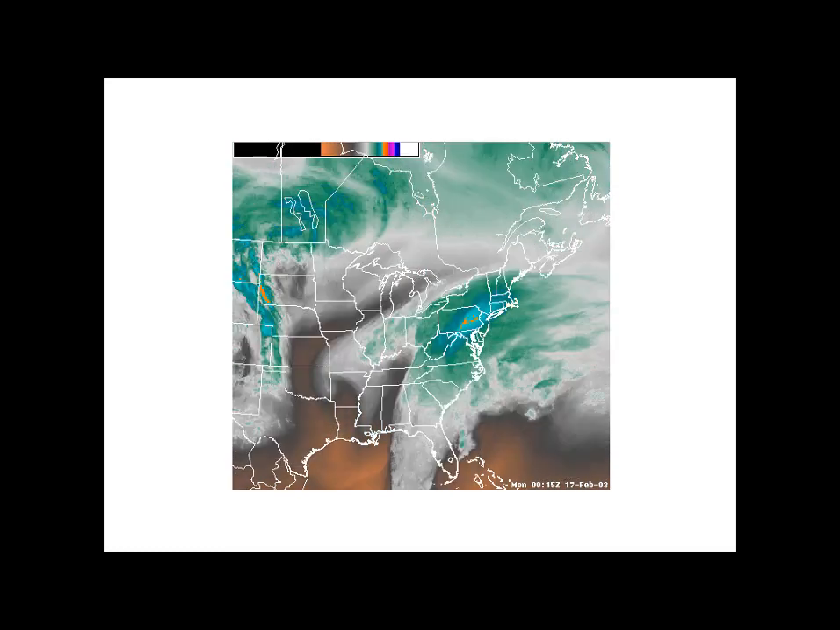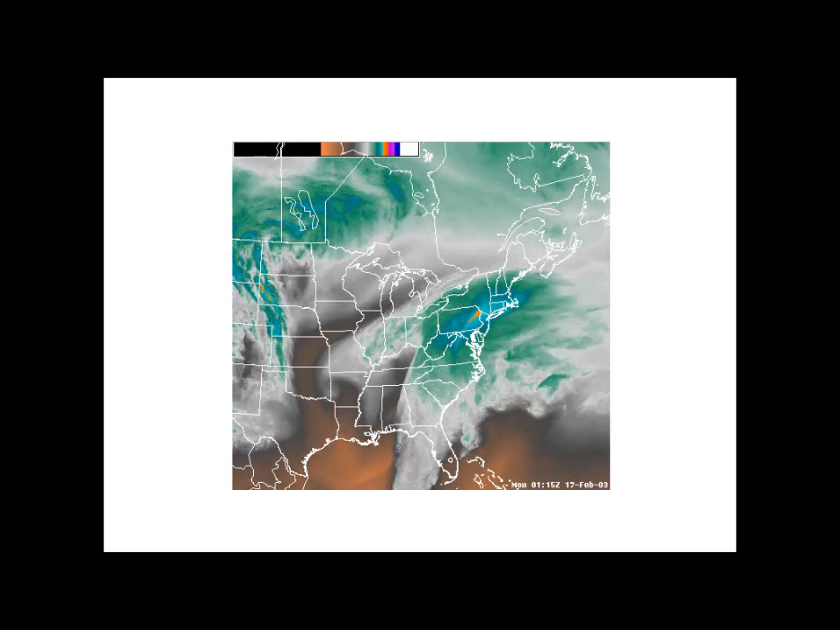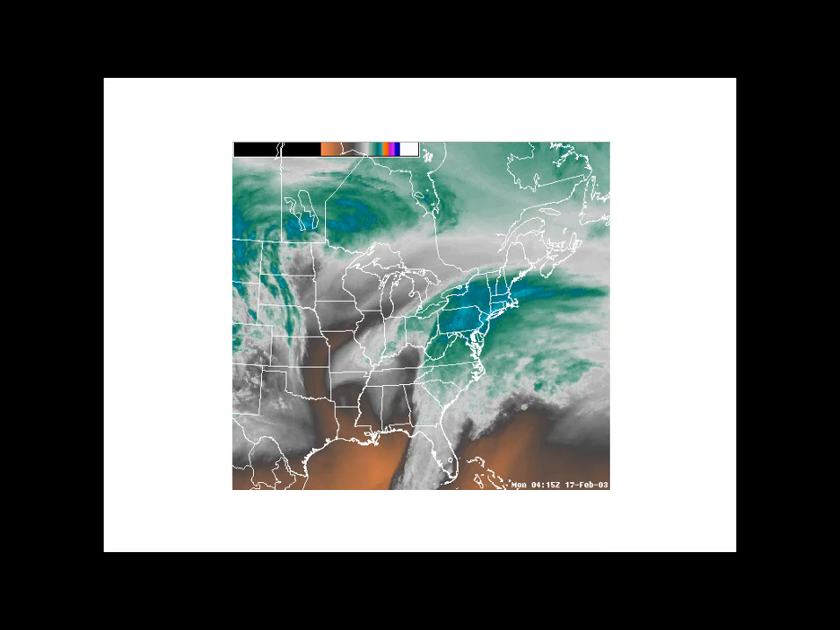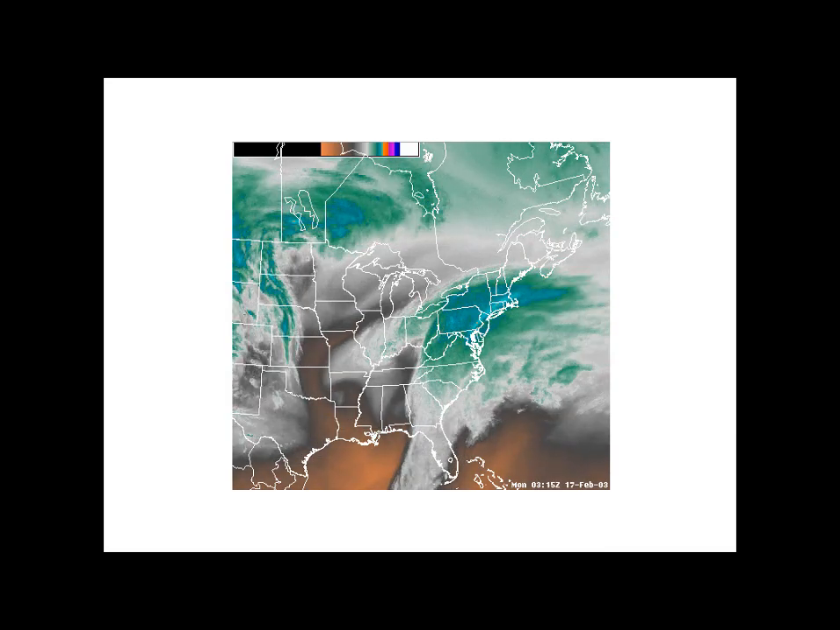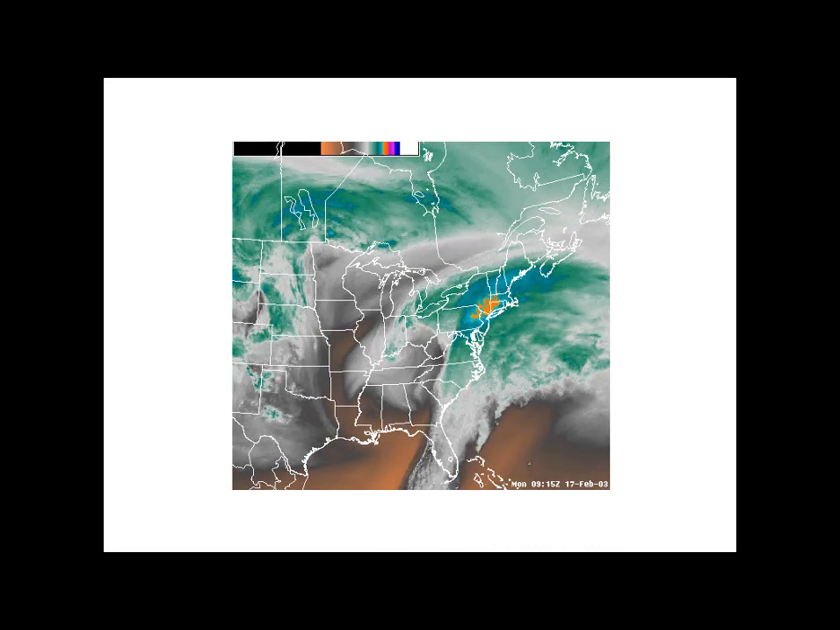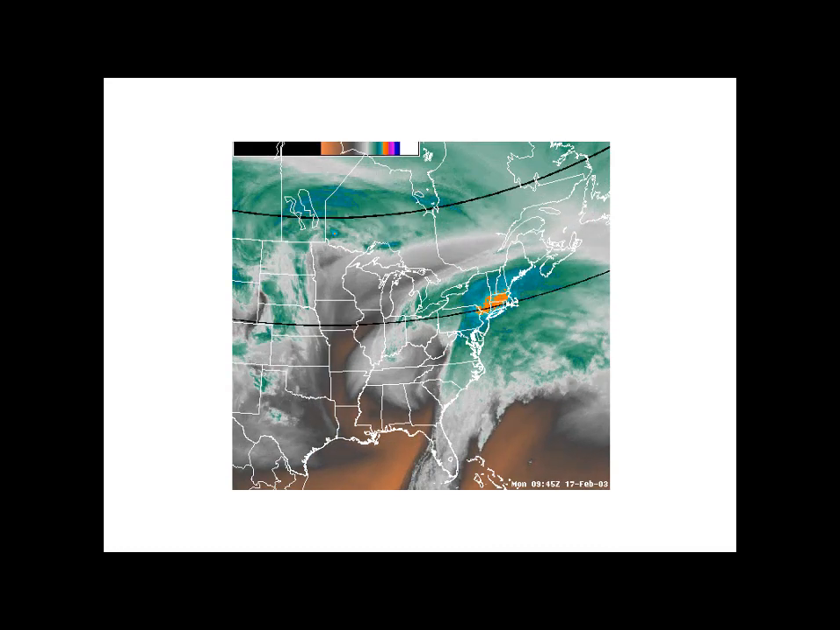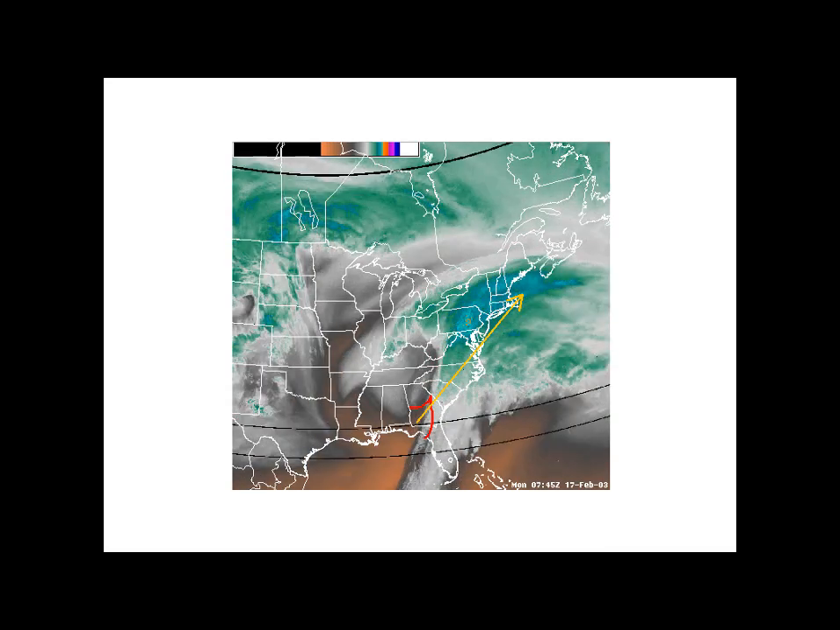So what I want to do is stop the loop and go to the point where we first see the dry slot developing. If we loop back and forth here, we can see that dry slot first impinging on the warm conveyor belt right in here in Georgia. And then what we can do next is just simply draw a line from that point and extrapolate it to where we believe it's heading, just based on the short loop that we saw right in here.